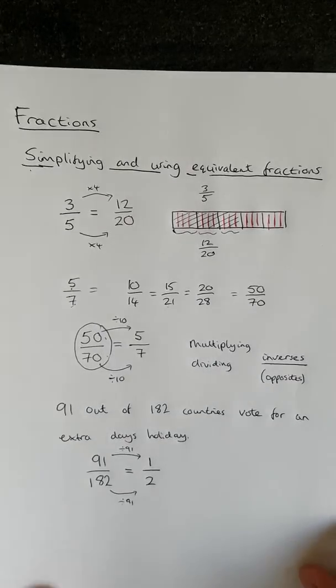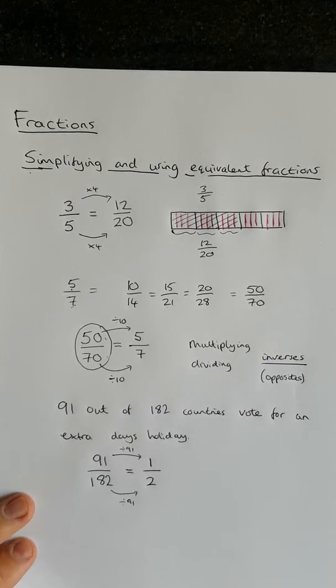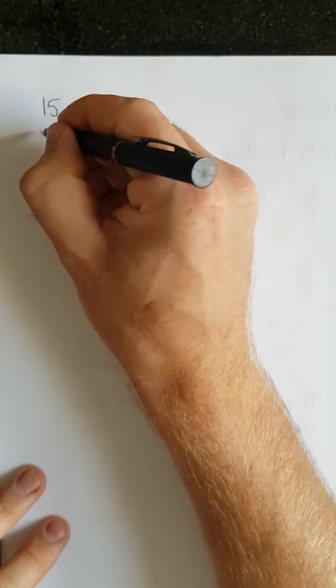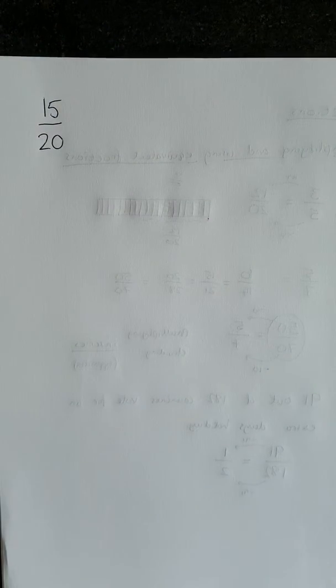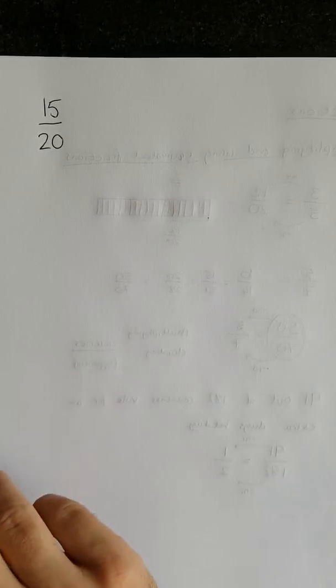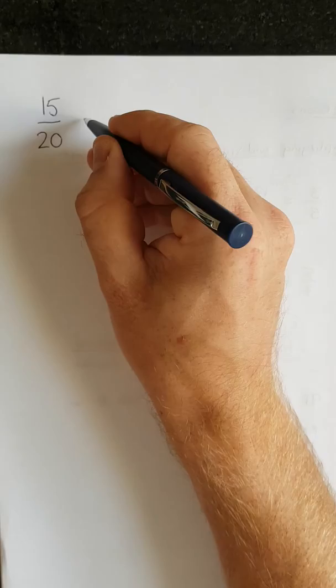Now, let's try doing a few of these simplifyings to see if we can get the hang of it. First thing I do, take a look at the fraction given to me. What times table are they both in? I've got to try and divide both the numerator and denominator by the same number. Well, I think these are in the 5 times tables. Let's divide them both by 5.